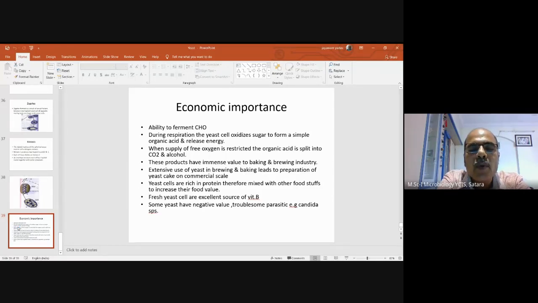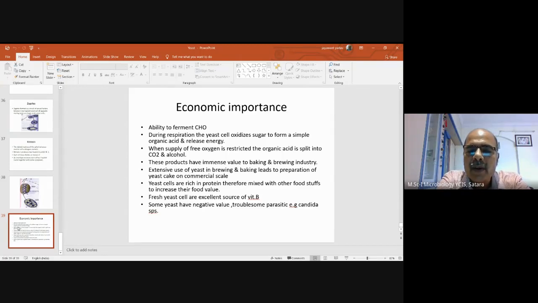As all of you are aware, these yeast cells are also used as food for human beings, and in microbiological language we call it single cell protein. Single cell proteins contain sufficient amounts of carbohydrates, proteins, minerals and vitamins. Fresh yeast cells are excellent sources of vitamin B12, so deficiencies are fulfilled by use of these yeast cells.